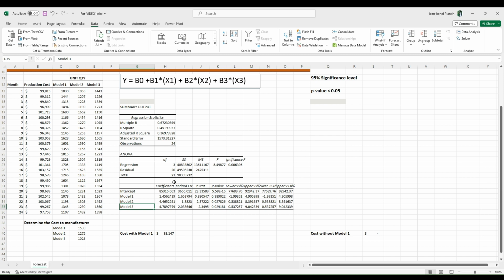And what are the coefficients that we get from this regression? We have the intercept, which is beta 0 over here.